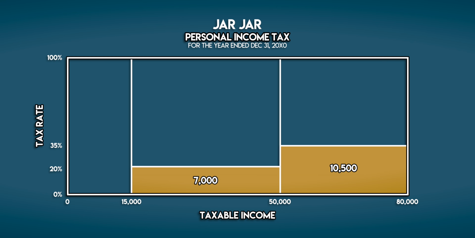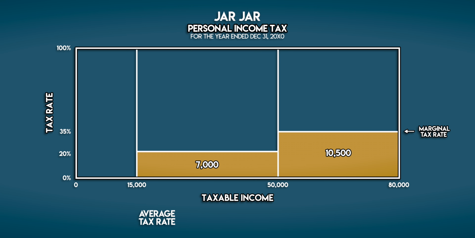If we visualize this on a graph, we can see that personal income tax on Naboo is progressive. As Jar Jar earns more, his tax rate steps up. Jar Jar's marginal tax rate is 35%. This is the highest rate of tax he pays. The effective tax rate that he pays on all of his income is an average tax rate. We can work out Jar Jar's average tax rate by taking his total income tax payable and dividing it by his total taxable income.